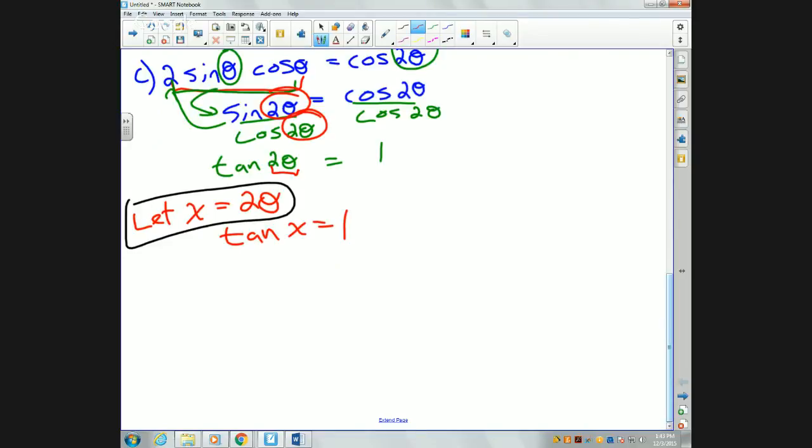1 to me looks like that special triangle, this one. Does that work? Tan here would be opposite over adjacent, 1 over 1, so the angle has to be pi over 4. So that says that x is equal to pi over 4. Where else is tan positive? Down here? Which is going to be, what's that, 5 pi over 4?